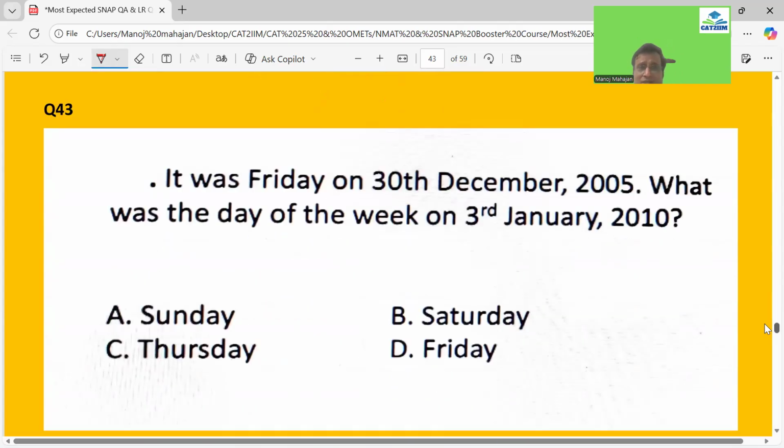Again, calendars is a favorite of SNAP, right? So if you want to answer this, let's put that 30th December we have is what?